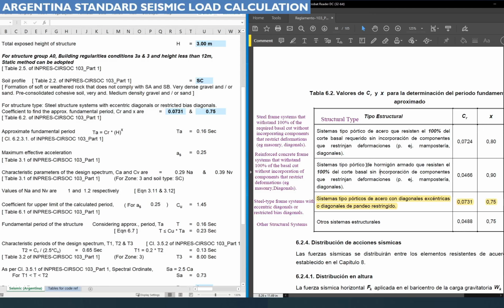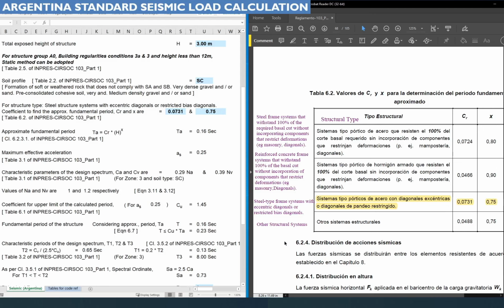Similarly, the second category is reinforced concrete frame systems with brick infill or any diagonal members connected in order to resist the slenderness. So this is the second category. And the third category is a steel type frame system with eccentric diagonals or restricted bias diagonals. This is like a lattice or web type of structure. For gantry structures, we can consider this one. So I am considering here a gantry structure, and for our calculation purpose, I am considering this third type.